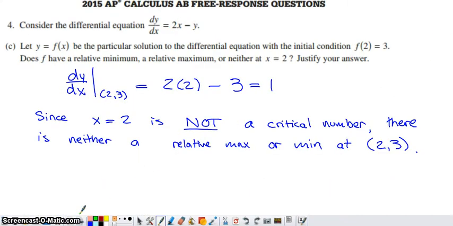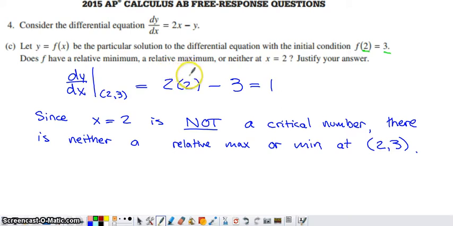Part C tells us that f of x is a particular solution to the differential equation, and it has the condition when x is 2, y is 3. We want to determine if we have a relative min, a relative max, or neither at this x value of 2, and then to give a reason for our answer. So normally what you would do to determine whether or not you have a relative min or a relative max is you'd build a little sign chart for your first derivative, and you'd look to see if your first derivative goes from positive to negative or negative to positive before you draw your conclusion.